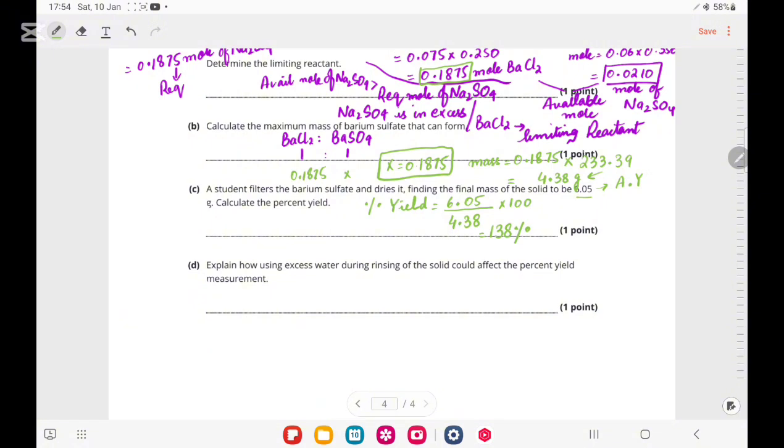Now they say explain how using excess water during rinsing of the solid could affect the percentage yield measurement. So what happens there? With excess water, what happens to the percentage yield, as you can see, that is more. So what happens? Excess water may not have been fully removed during drying. That is why you can see that percentage yield is quite more.